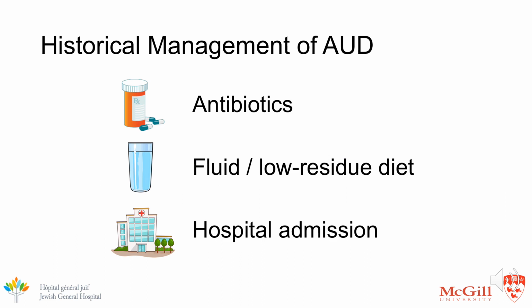Historically, acute uncomplicated diverticulitis had three main pillars of treatment: antibiotics, some form of bowel rest, and hospital admission. And this was how diverticulitis was managed for years on end. But over the last decade or two, all three components of management have been challenged in some way, shape, or form. And one can argue that none of these three should apply routinely to patients with uncomplicated disease today.